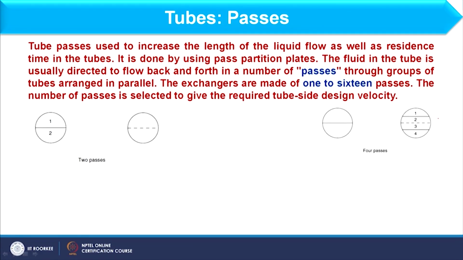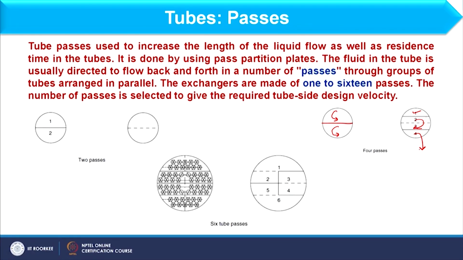Now, here we have the 4 passes. Obviously, 2 partition plates will be available on one side of the exchanger, or we can say the front side, and on the rear side we have 1 partition plate. So, fluid will enter from here, reverse from this, then it comes to 2, and then reverse from this to 3 from the front side only, and then from here it will enter the 4th, and then it exits from here, right. In a similar way, we can consider 6 tube passes.